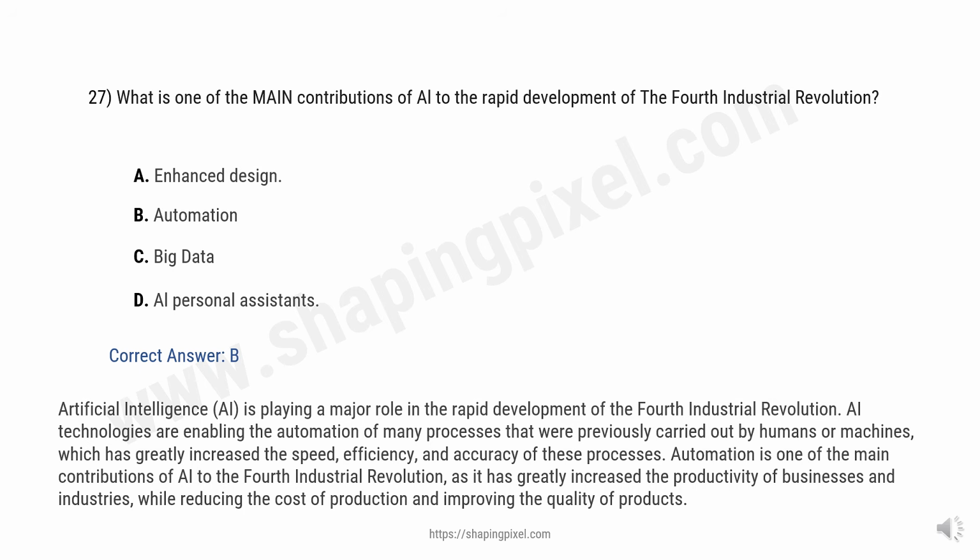Artificial intelligence is playing a major role in the rapid development of the fourth industrial revolution. AI technologies are enabling the automation of many processes that were previously carried out by humans or machines, which has greatly increased the speed, efficiency, and accuracy of these processes. Automation is one of the main contributions of AI to the fourth industrial revolution, as it has greatly increased the productivity of businesses and industries while reducing the cost of production and improving the quality of products.